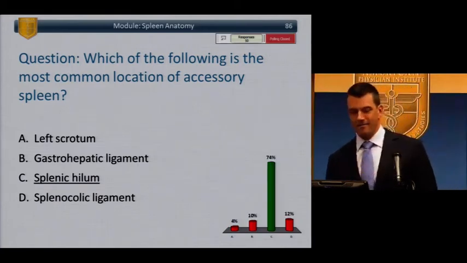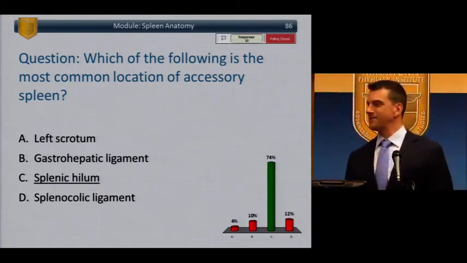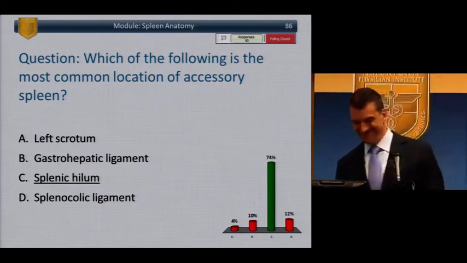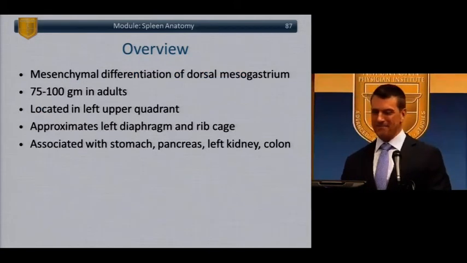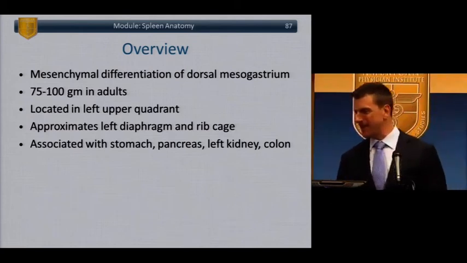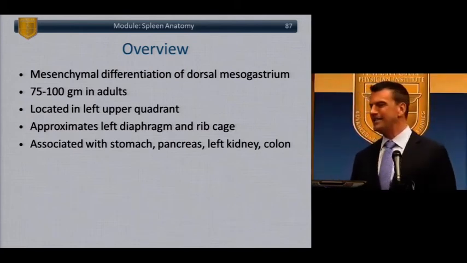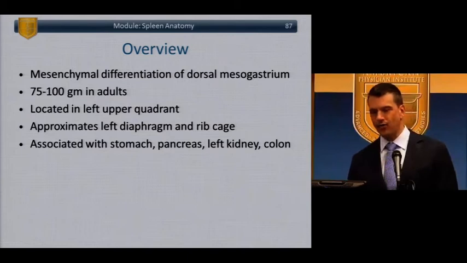Usually at the splenic hilum. All of these other locations are possible. They're just not the most common. So the spleen is a mesenchymal differentiation of dorsal mesogastrium embryologically. It weighs about 75 to 100 grams in adults.